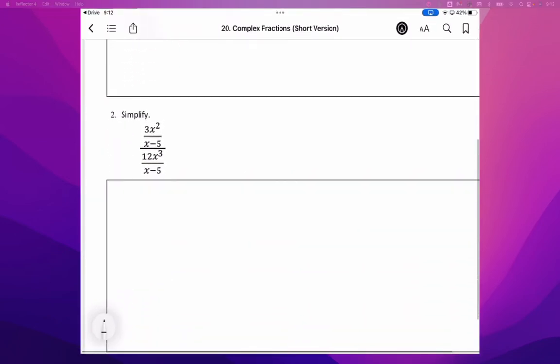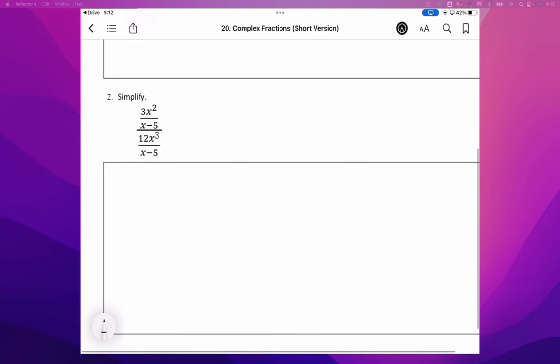On to number 2. Similarly to number 1, that means to divide those two fractions. So I will write it out as a division problem. Again, the reciprocal of the second fraction, and then we multiply them.